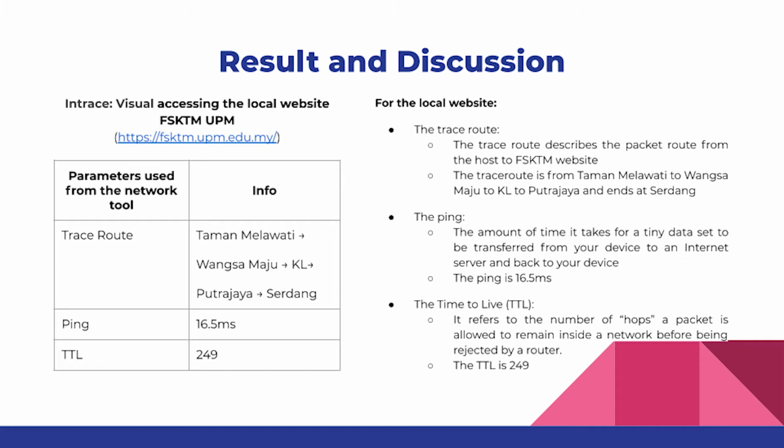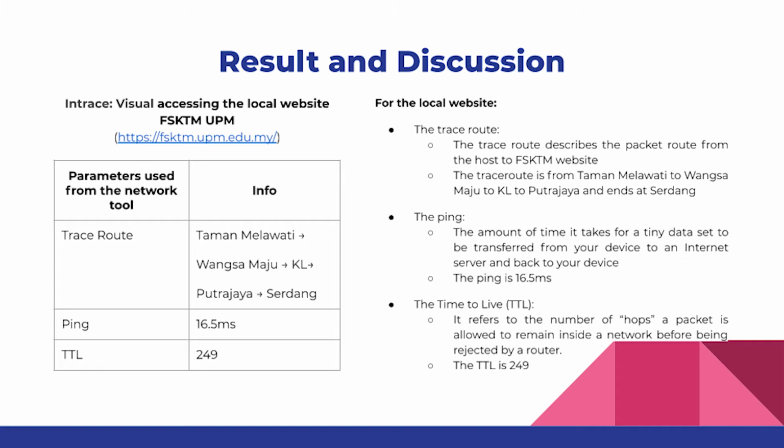Ping is the length of time it takes to send a small data set from your device to an internet server and back to your device. The ping shown in this example is 16.5 milliseconds. The ping is low, meaning it is fast. This is due to it being in the middle of the night where there are not a lot of people accessing FSKTM website. Lastly, the time to live or TTL.